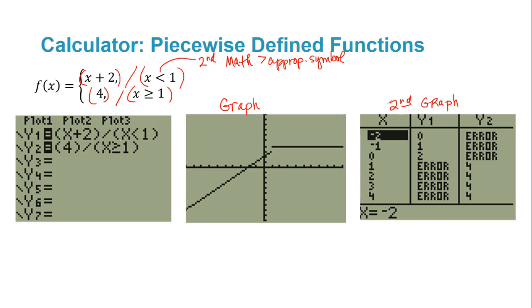x plus 2 is defined where x is strictly less than 1. So notice at 1, we get an error message. So that would tell us we need to have an open circle. We get an error message in the y1, but in the y2, we get the value 4, so this would tell you that it's closed there.